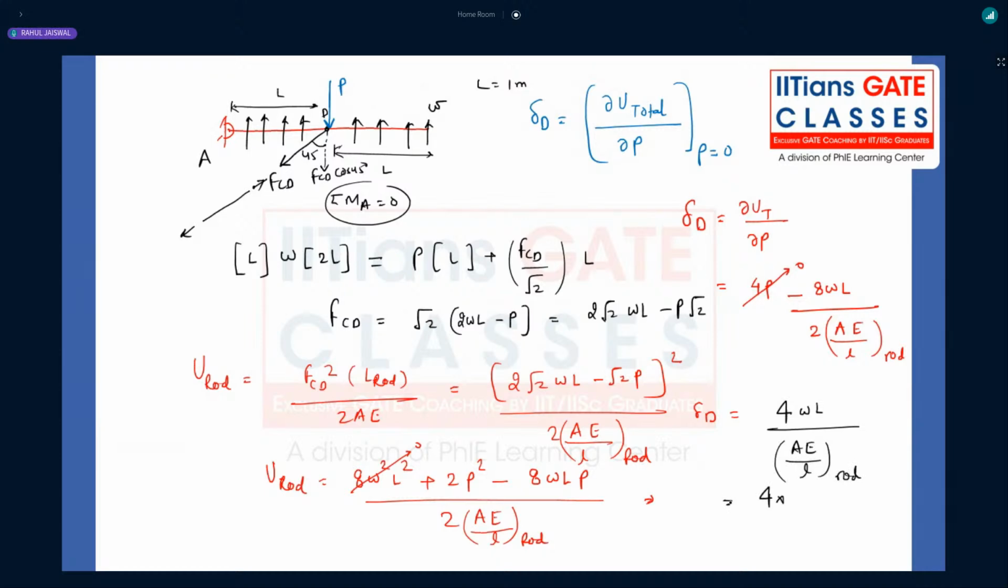So 4 into what is the W? That is 100. Length is 1. A by L, they have given 40 Newton per mm, right? So convert in terms of what? Meter. All the units in meter. So you'll be getting the final answer in meter. And finally you have to convert to mm, right? So 4 into 100 into 10 power minus 3 divided by 40 into 1000. So you'll be getting 0.01 meter. 0.01 you can write, or you can write 10 mm, right?